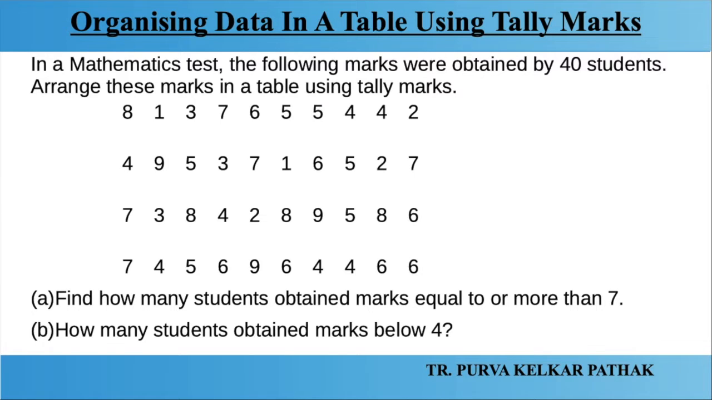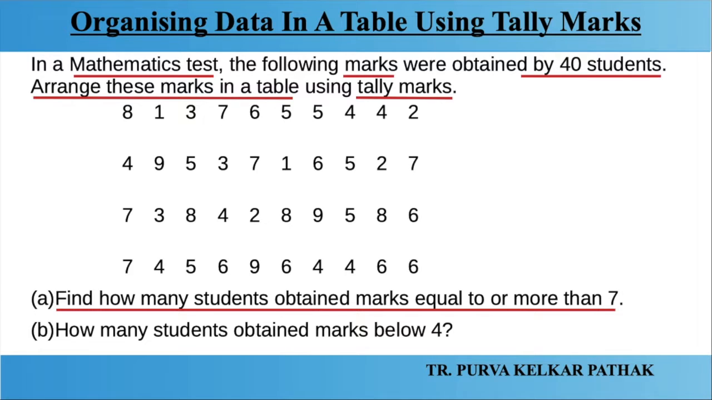Let us first try to understand the story of this word problem part by part. A mathematics test was conducted. Given below are the marks obtained by 40 students in the test. We are asked to arrange these marks in a table by making use of tally marks. After arranging these marks in a table using tally marks, next we have to answer the questions given below.